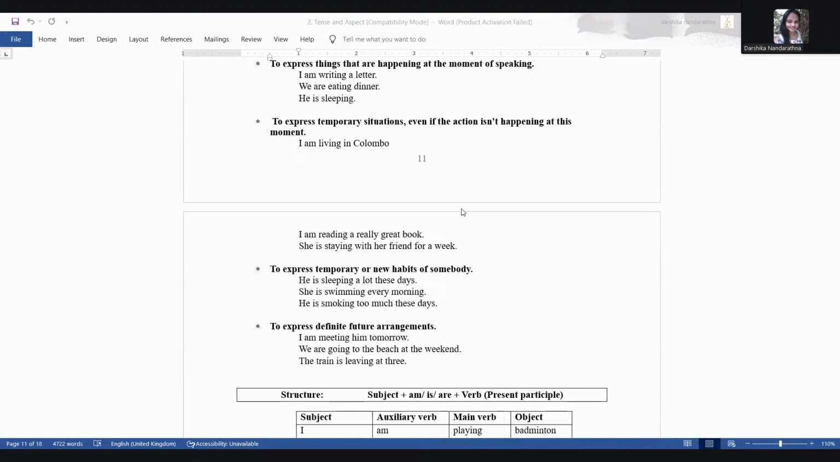The train is leaving at 3. Now it is 1 o'clock. The train is leaving at 3. The train goes at three. It is a scheduled future arrangement, Pute. So you can use present continuous tense.